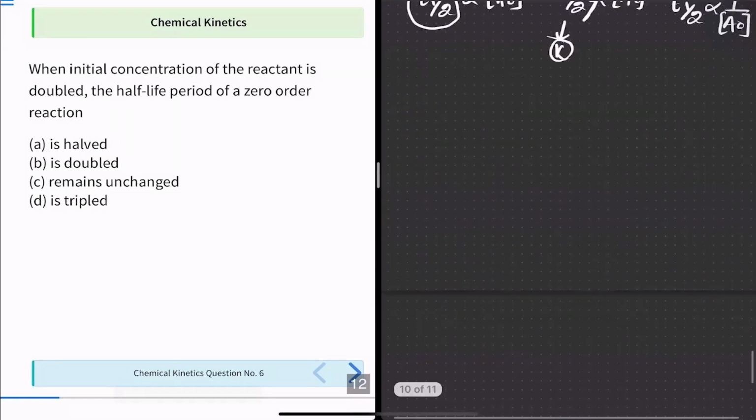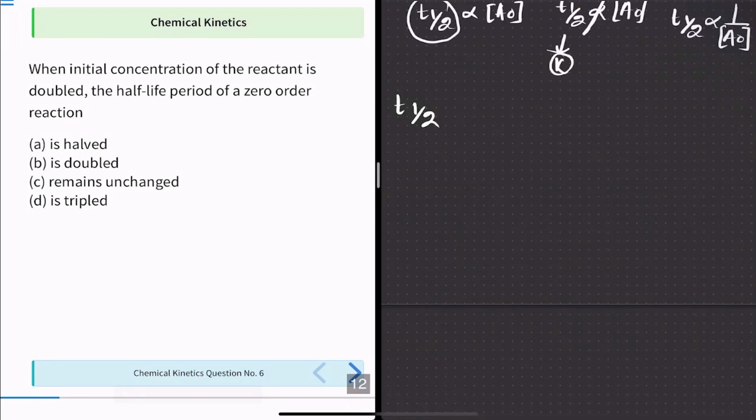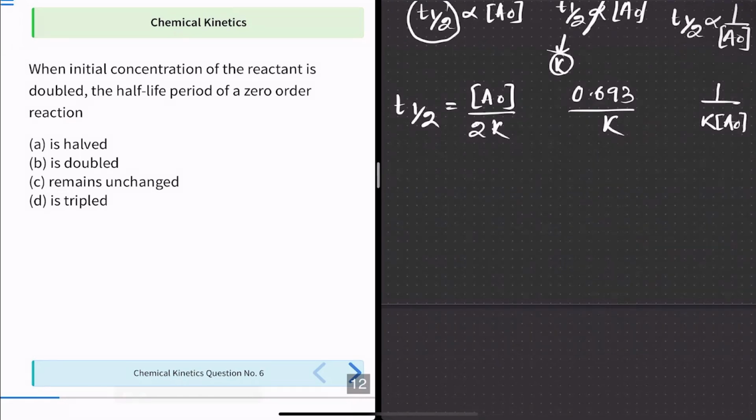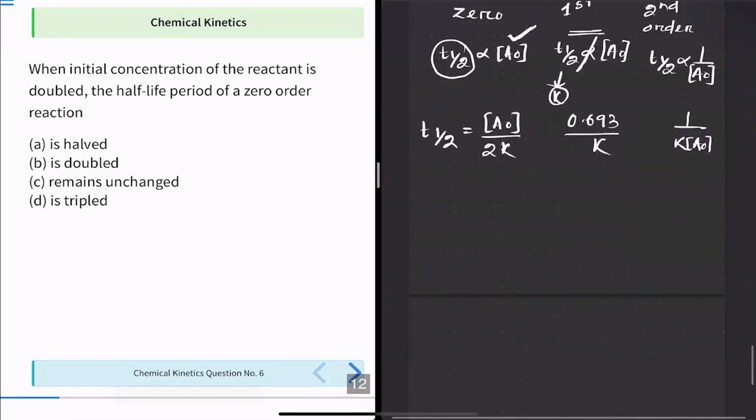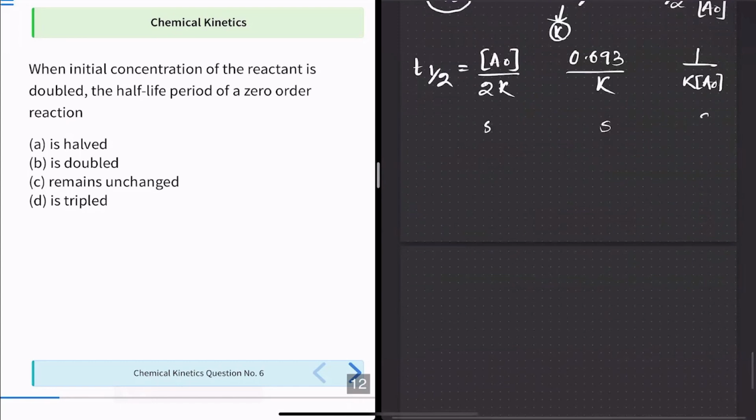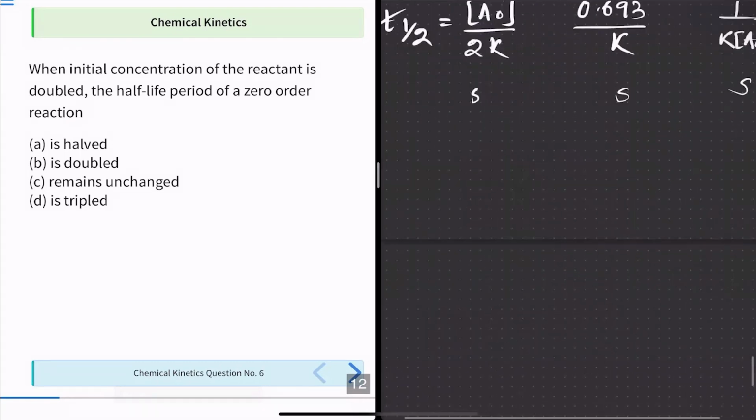So what is the exact formula for T half? For zero order reaction, it is A naught by 2K. For first order reaction, it is 0.693 divided by K. And for second order, it is 1 by K A naught. Let's write down the unit also. It is second, as T half is time.